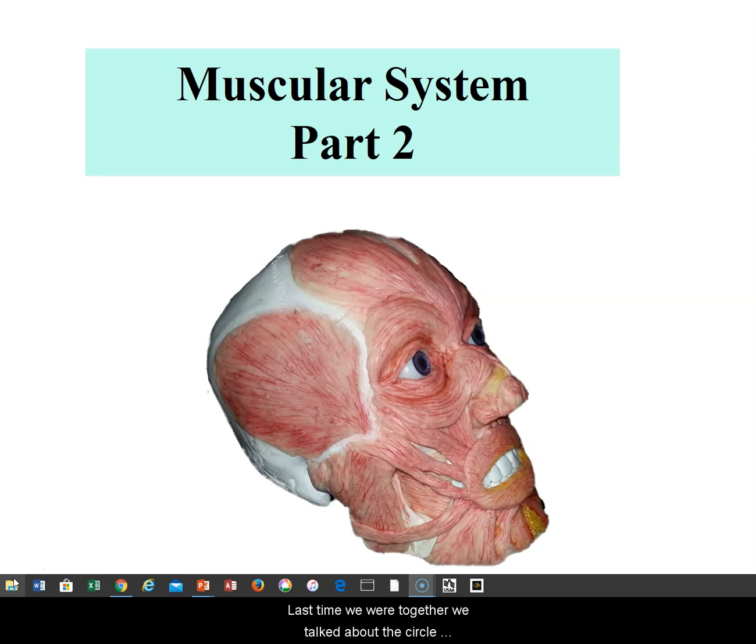Last time we were together we talked about the sarcomere and the different parts of the sarcomere: the I band, A band, H zone, Z line, and M line. And we looked at the thick protein filament called myosin, with the myosin heads, and the actin with troponin and tropomyosin. But let's look a little bit at regulation of contraction, and then we'll move on and talk about how those sliding filaments work for muscle contraction.